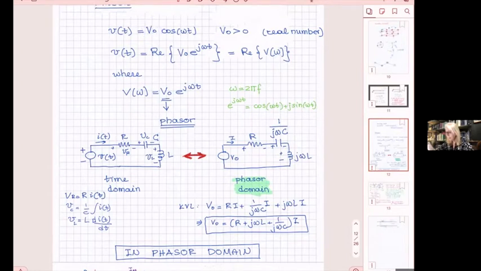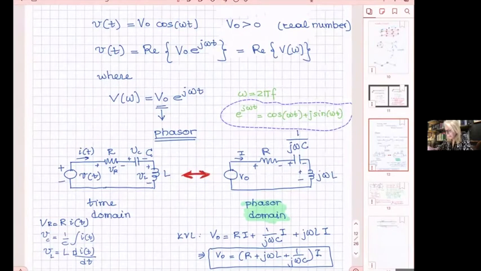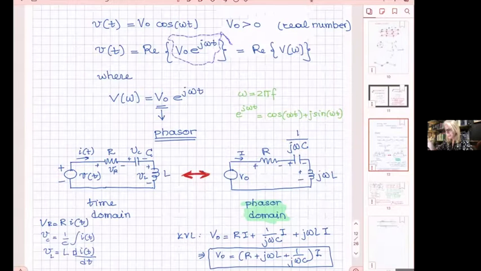And then we remember from complex numbers that e to the j omega t can be written as a cosine of omega t plus j sine of omega t. And then as a result, we can write v of t to be equal to the real part of this complex number.